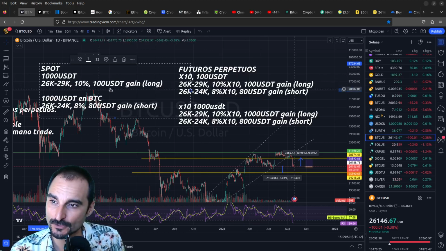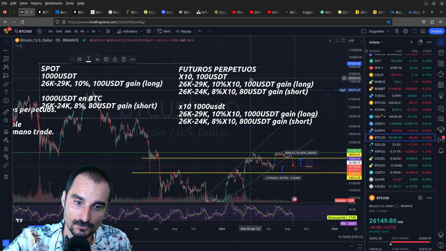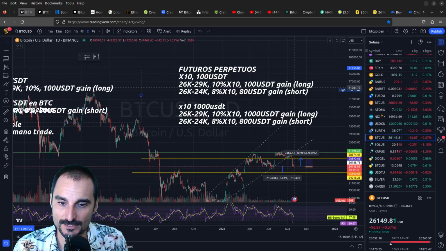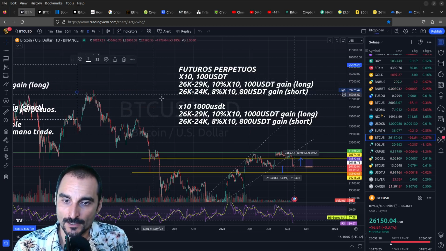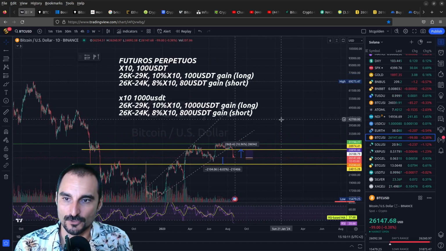I hope it is understood. If you don't understand it, leave it below in the comments. But at first, it's a bit hard to understand the system. Very well. We are going to do the simulation more or less with the futures thing.